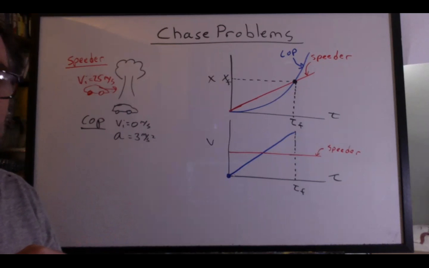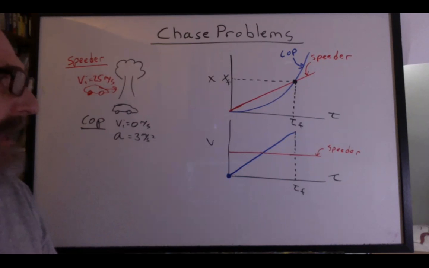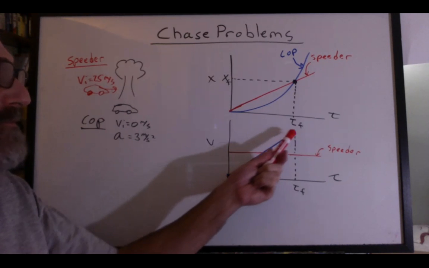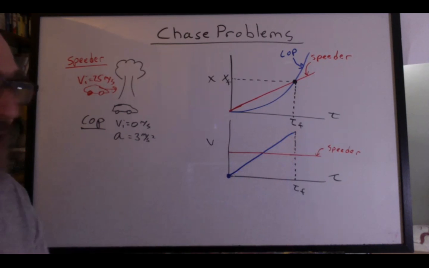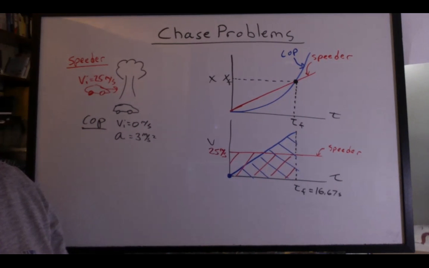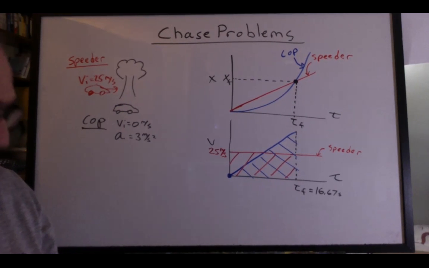All right, one more thing we need to say about this chase problem before we try another one has to do with this graph. We were saying that the cop has to eventually go faster than the speeder to catch the speeder. So there's one more thing we need to look at on this graph, and that would be the distance traveled. So we found that the catch time was 16.67 seconds, and that the speeder is going 25 meters per second the whole way.